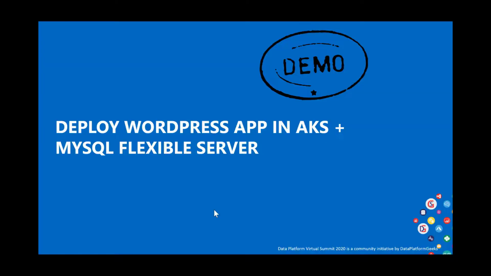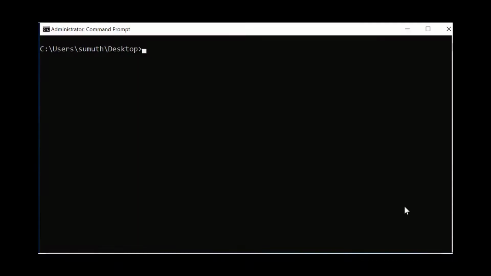Now let's start with a demo where we deploy a simple WordPress application in AKS with a MySQL flexible server. Let's create a simple MySQL flexible server. Public access basically allows you to connect with firewalls. So let's add the IP address of my client machine as part of the firewall rule that I want to get created when provisioning my server.